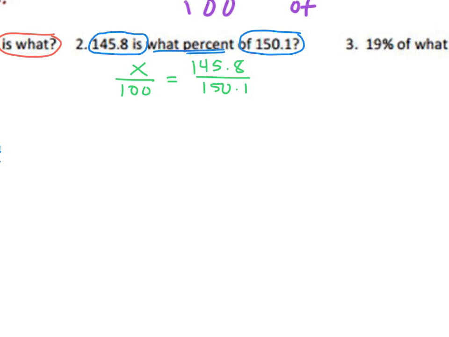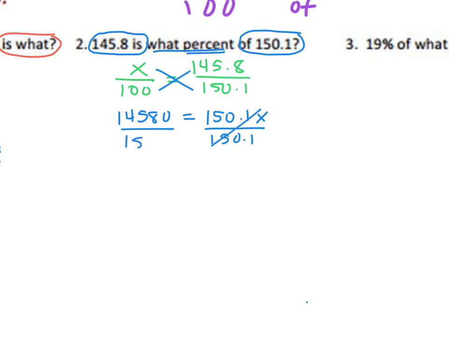All right, so again, setting it up is the hardest part. Once you have this, now it's the same. We're going to take and multiply across, doing my cross products. So you're going to need your calculator for this one because we got some big numbers, some strange numbers. So I'm going to take 100, multiply that by 145.8, and that's going to give me 14,580. And that's going to equal 150.1 times x, or 150.1x. Don't get confused by the decimal. I'm multiplying these two, so to get rid of it, I'm going to divide by 150.1. And then that should give me my answer. You're going to have to punch it into a calculator. You're going to get x equals 97.1.